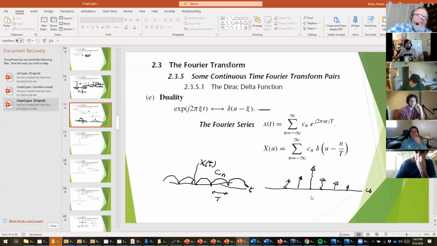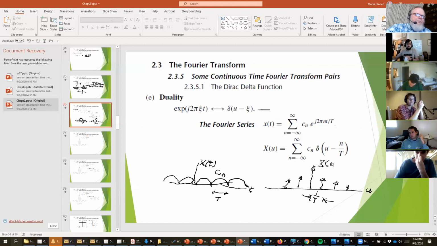And the separation between the direct deltas is 1 over t. That's because all of the direct deltas live at u is equal to n over t. So 1 over t, 2 over t, 3 over t, etc. And so this is in the frequency domain. So this is the Fourier transform of the Fourier series.